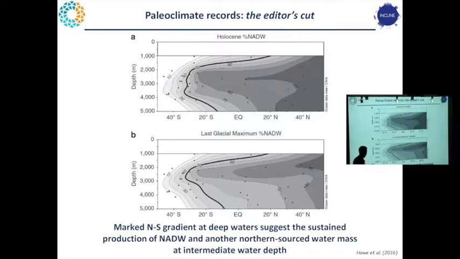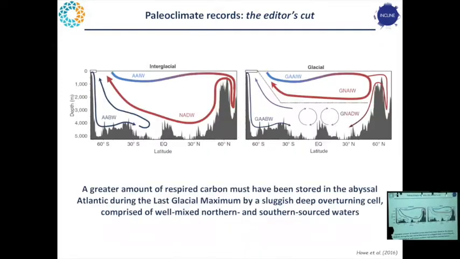So this corroborates the statement I just made, and this is a more easily understood cartoon of what may have happened with glacial circulation in the Atlantic compared to today's situation.